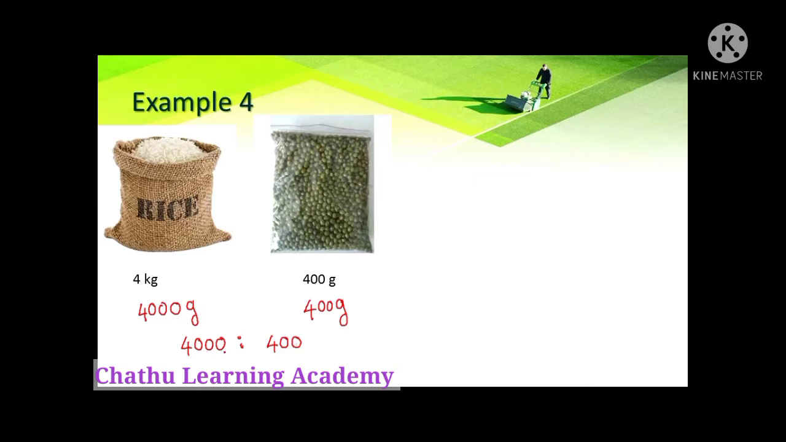Then we can divide these two values by 100. Here 4, here 40. Again we can divide. This is not the simplest form. We can divide these two values by 4. Then you get the answer 10 to 1. This is the simplest form of these two quantities.